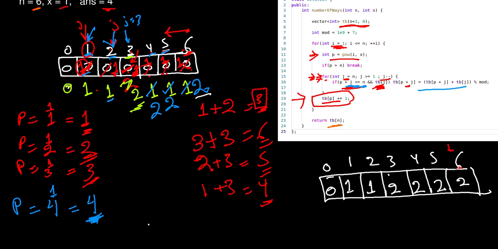Now j equal 6, 6 plus 5, so p equal 5 to the power 1 equal 5. 5 plus 6 is 11, greater than n. 5 plus 5 is 10, then j equal 4, 4 plus 5 is 9, greater than 6, 3 plus 5 greater than 6, 2 plus 5 greater than 6, 1 plus 5 equals 6. Now we need to update the value at 6, so 1 plus 5 equals 6. The value at 6, we need to update it with the value of 1. The value at 1 is 1, so we add 1 to this. 2 plus 1 is 3.